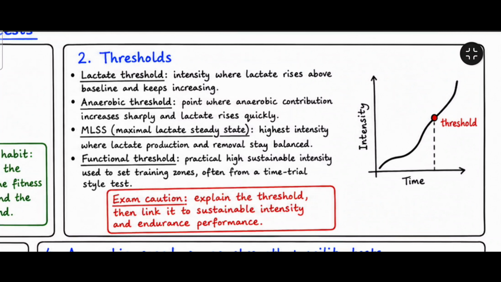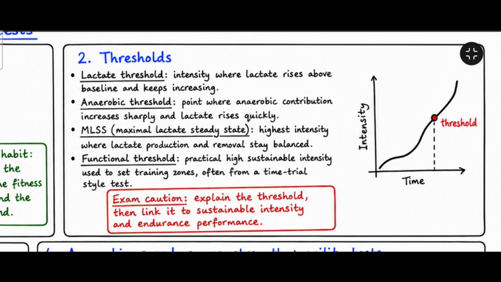It's linked to endurance performance because it helps to define the highest pace that you can sustain for a long time. Now, you need to handle the term anaerobic threshold carefully because some courses use anaerobic threshold to mean the point where lactate accumulates rapidly. So in your answers, you want to explain it properly. Explain it as the point where anaerobic contribution increases sharply and lactate rises quickly. And you want to link it to sustainability of pace or sustainability of the effort.